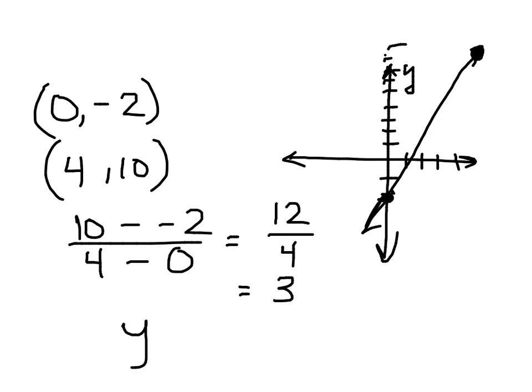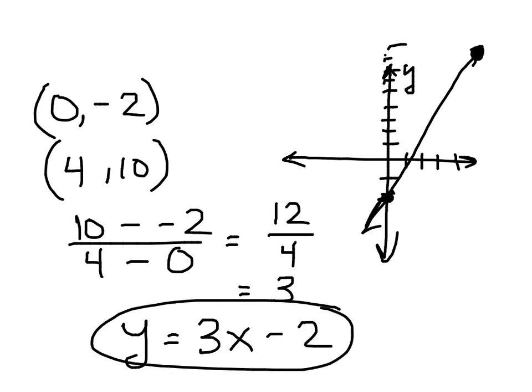So to write the final answer, y equals 3x, because that's the slope you got. And then what was the y-intercept? -2. And the next one.